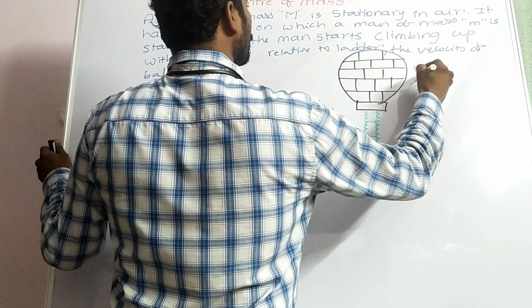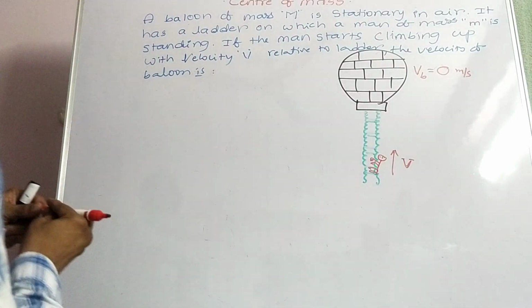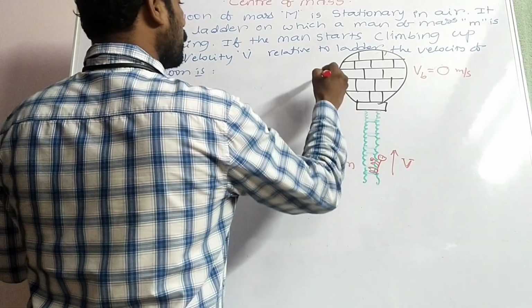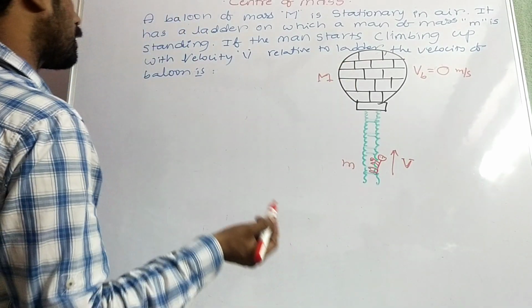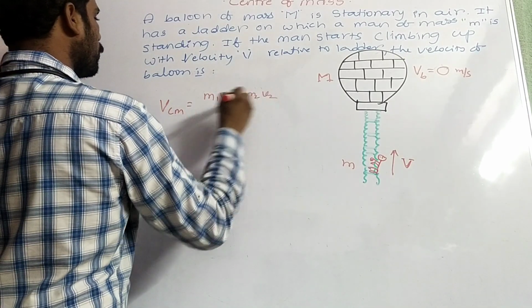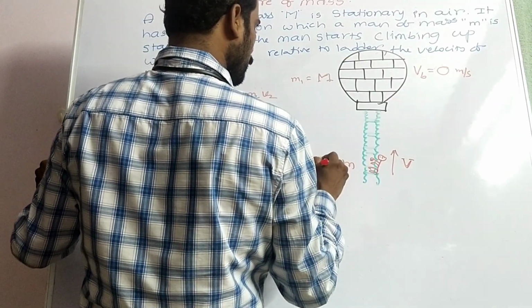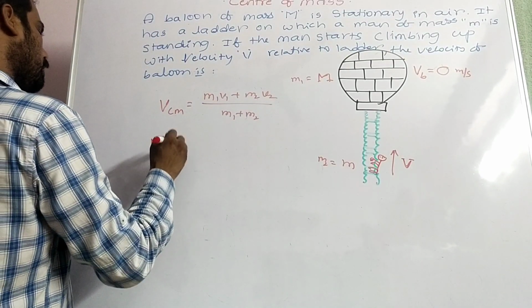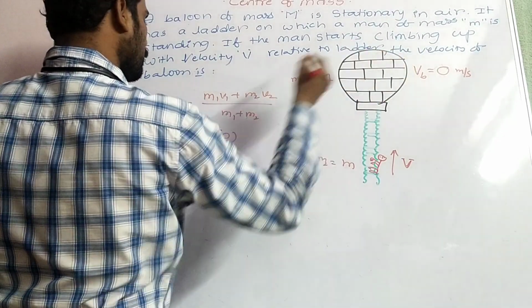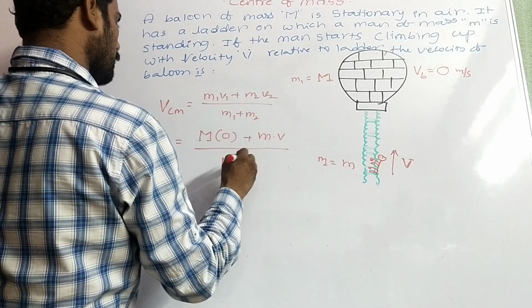Here the velocity of the balloon is equal to 0. Why? Because it is at rest. As the person is going up, the mass of the person is small m and the balloon mass is capital M. Now what about the VCM? VCM can be written as m1 v1 plus m2 v2 by m1 plus m2. Here m1 is equal to capital M, m2 is equal to small m. Now VCM is equal to capital M into 0, the initial velocity is 0, plus small m into v by capital M plus small m.